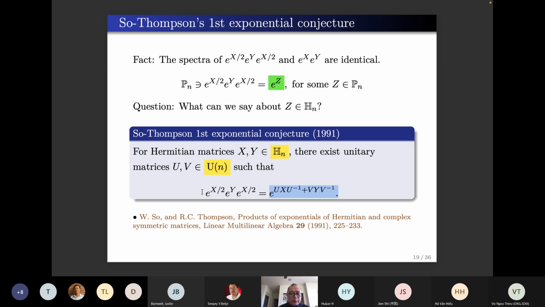All right, so this guy, as I said, is in PN. This guy is also in PN. But as you read the paper of So and Thompson, there is no way you can tell how to construct U and V. So I would like to mention that.